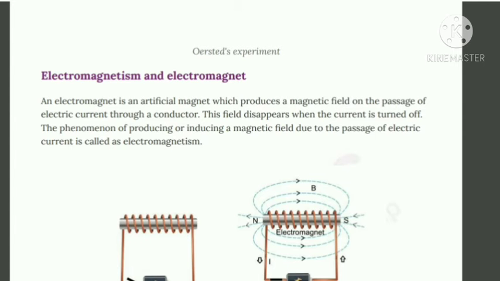Thus, the electromagnet is an artificial magnet which produces a magnetic field on the passage of electric current through a conductor. This field disappears when the current is turned off. The phenomenon of producing an induced magnetic field due to the passage of electric current is called electromagnetism. Now we will see the next point.